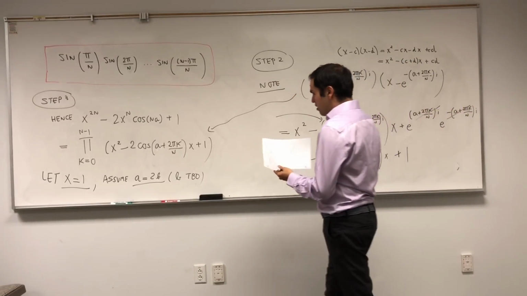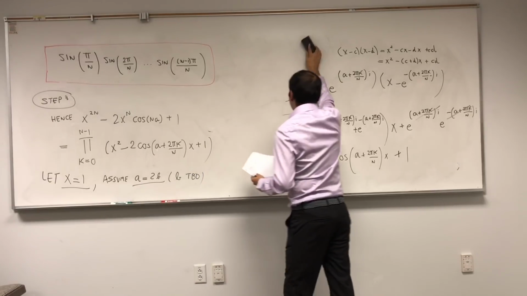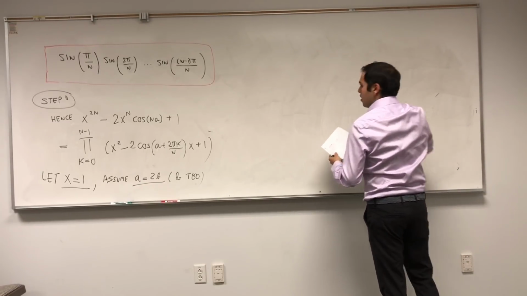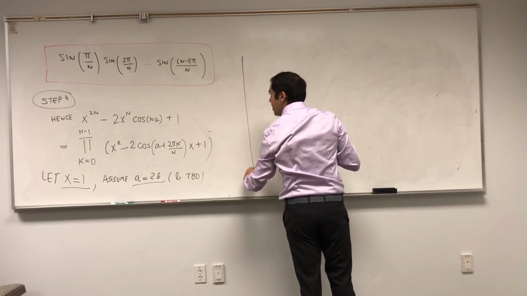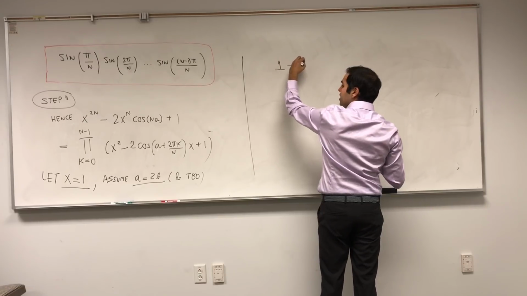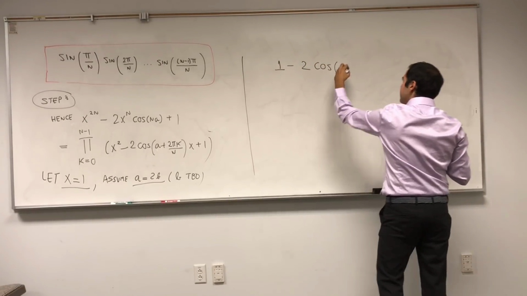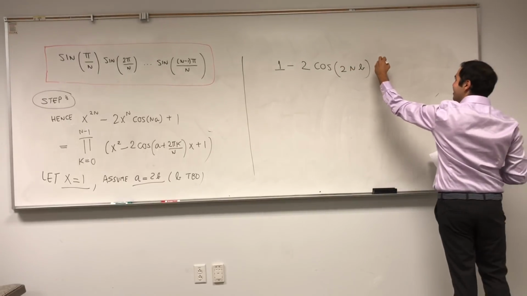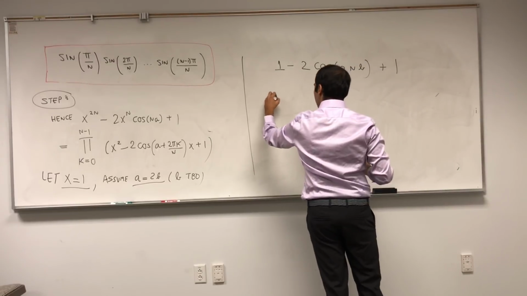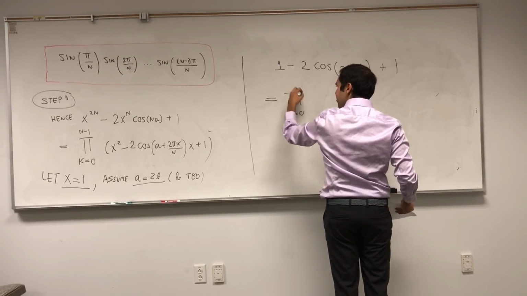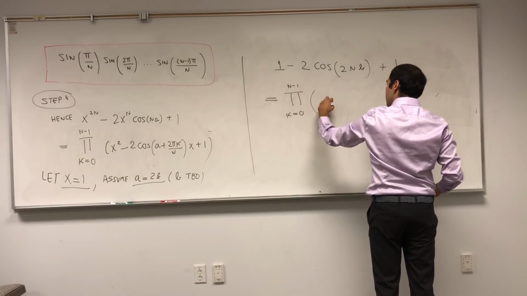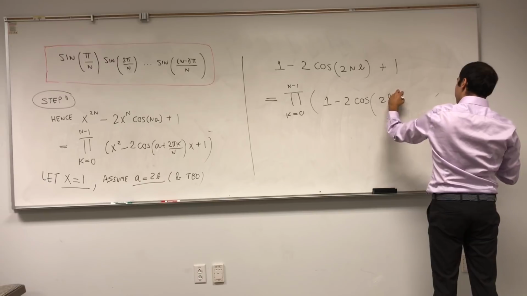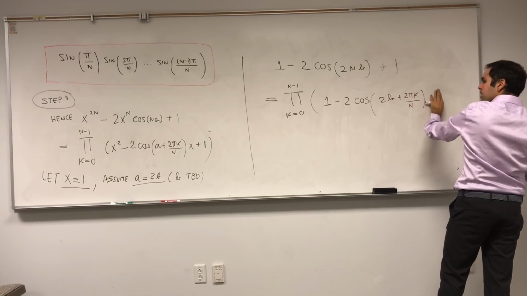And then if you plug this in, in other words, if you now plug in both sides of the equality here, we get that on the one hand, we get 1 minus 2 cosine of n times b, so 2nb, I guess, yeah, 2nb, plus 1 equals the product for k from 0 to n minus 1 of 1 minus 2 cosine, again, of (2b plus 2 pi k over n) plus 1.